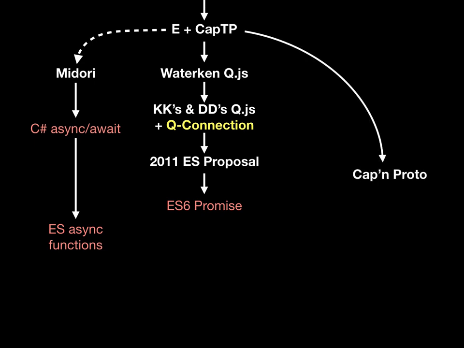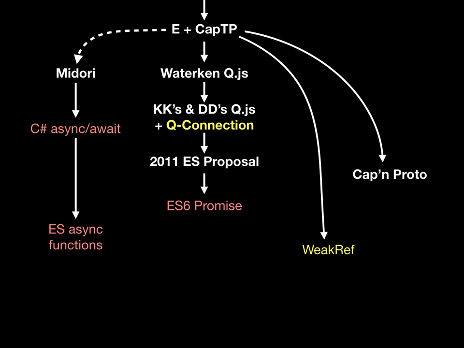Cap'n Proto is using the E and CapTP promise pipelining design, and again shows that this has a lot of very important payoff in large-scale distributed systems. Cap'n Proto is based on essentially protobufs to do distributed capability-based remote messaging with promise pipelining.